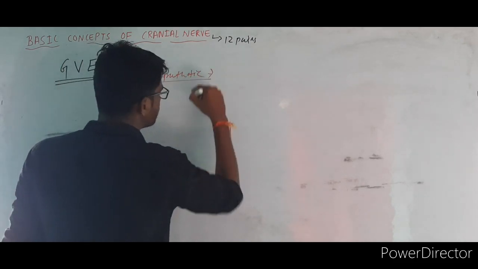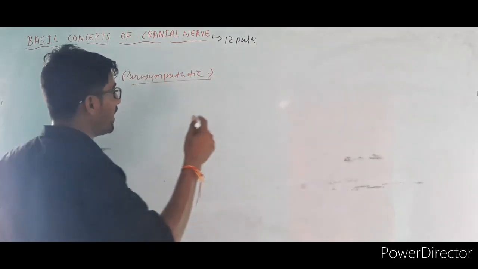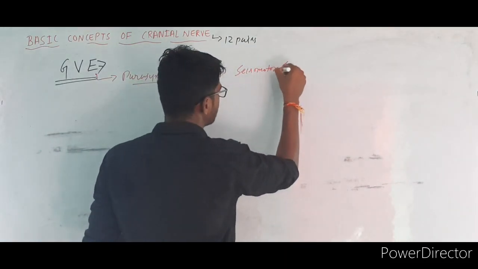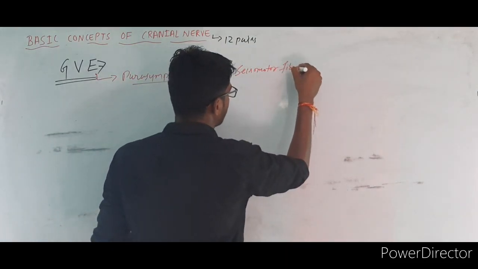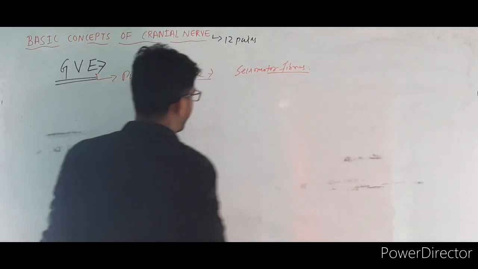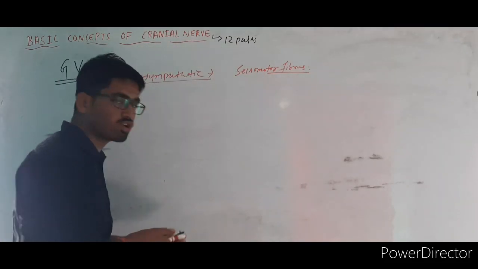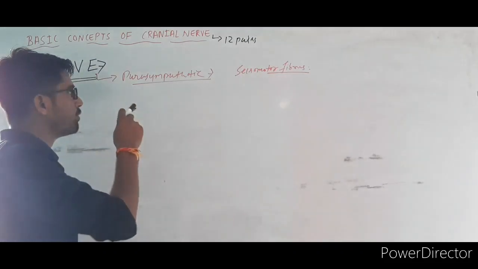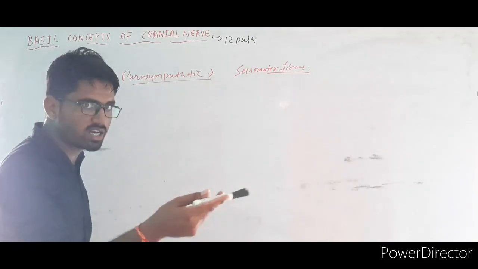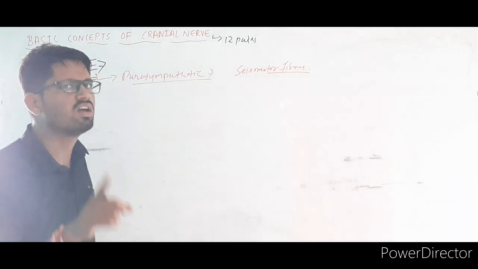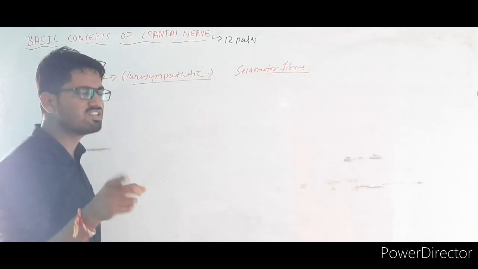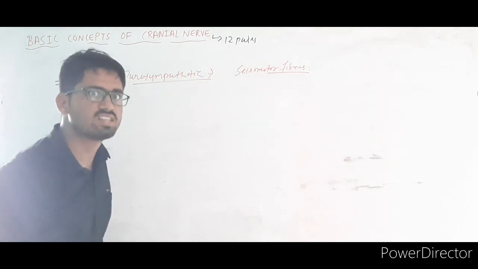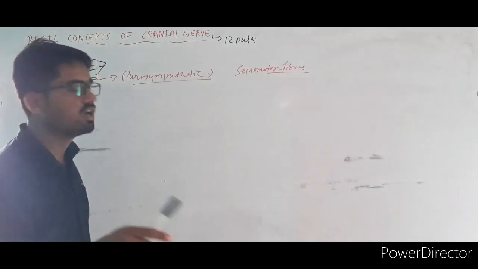Parasympathetics, right? So in this, we have to talk about the secretomotor fibers. Can you tell me about the parotid gland? The otic ganglion is the secretomotor supply to the parotid gland. Where is it arising from? That is a very important thing. It arises from the inferior salivary nucleus, not the superior salivary nucleus.